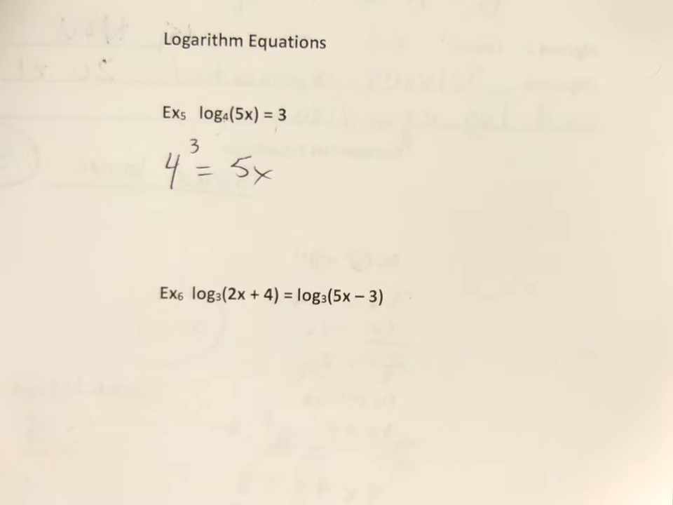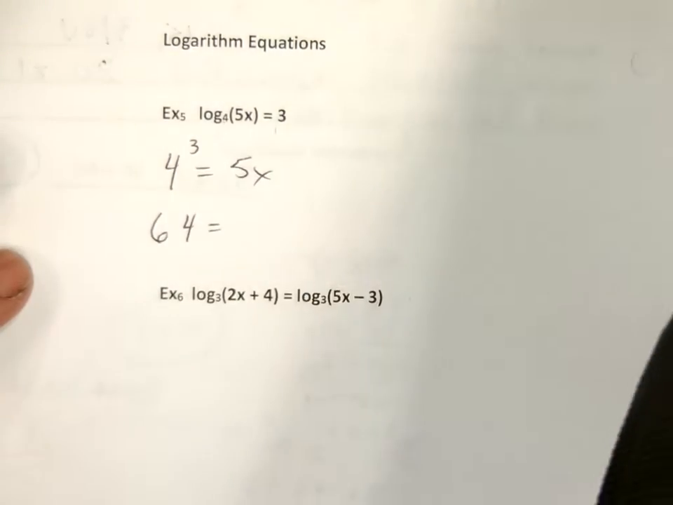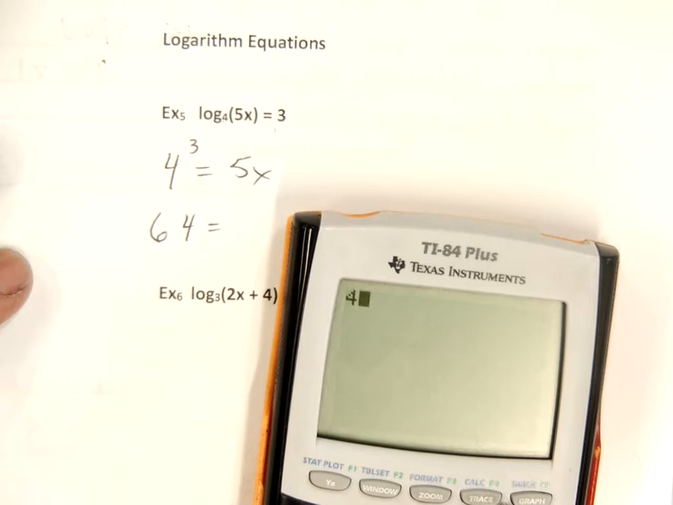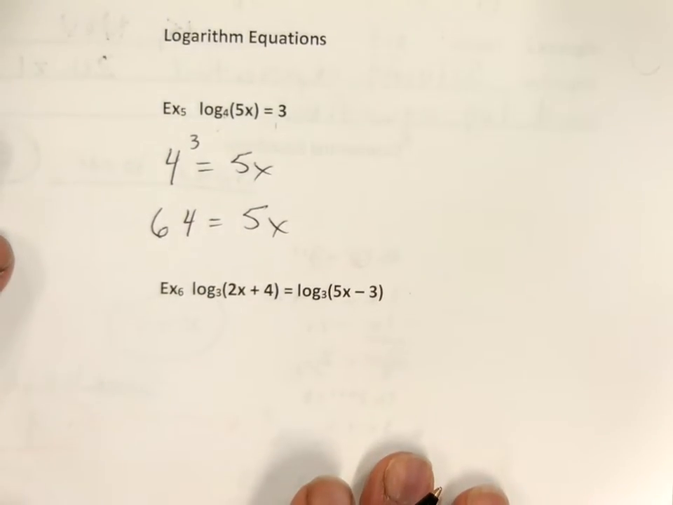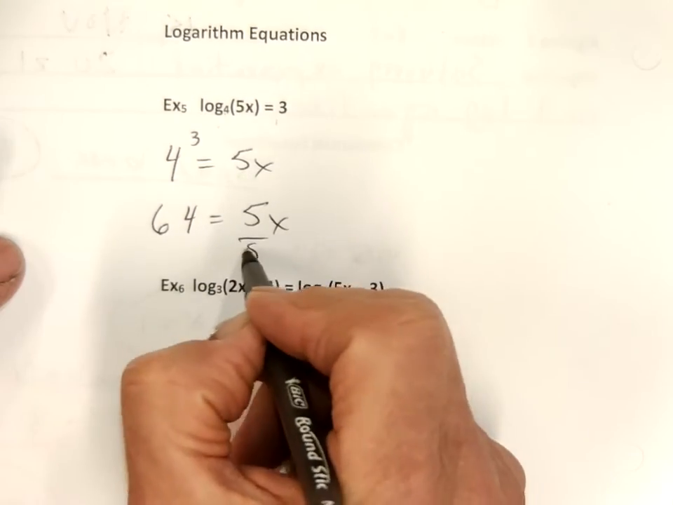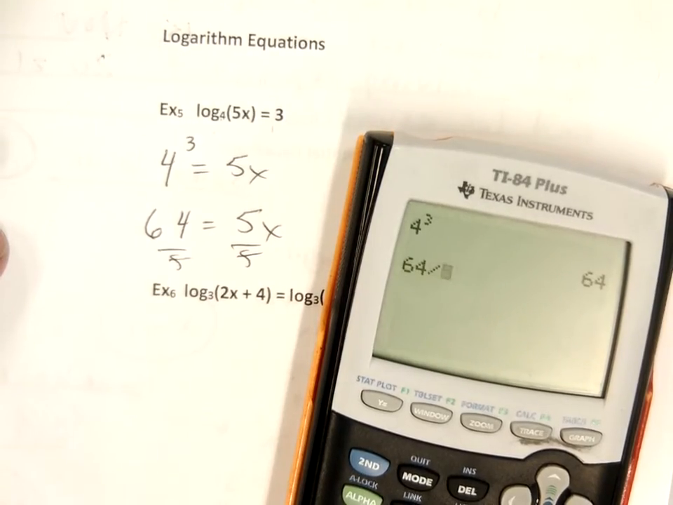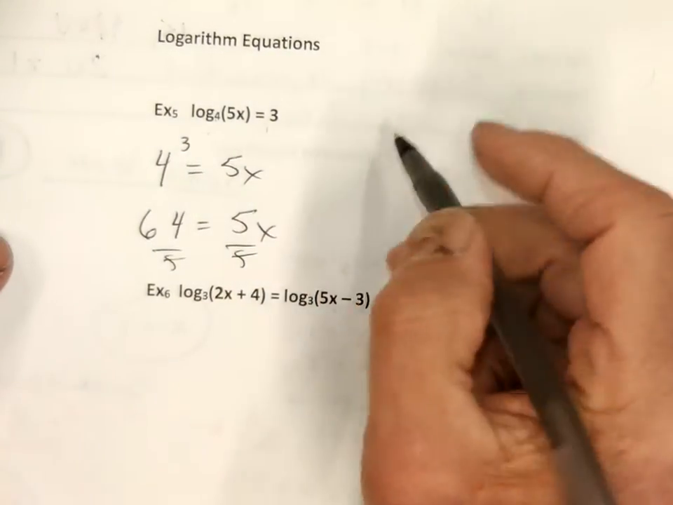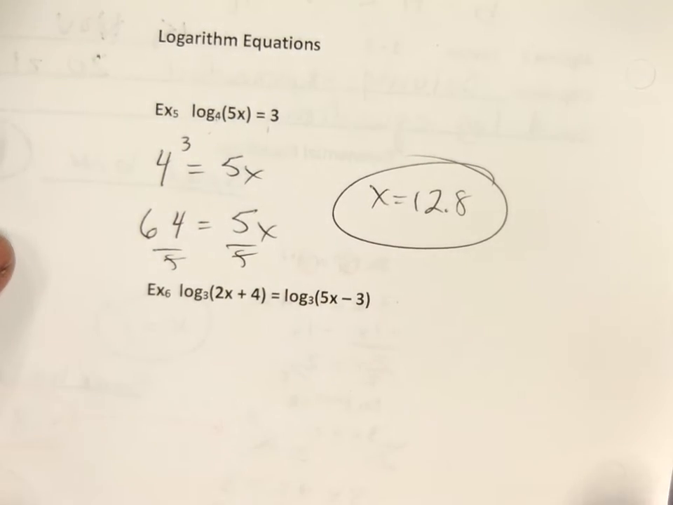Well, what's 4 to the 3rd power? 4 times 4 times 4. How about 64? Oh, and you can also use your calculator. You can go 4 to the 3rd power, equals 5x, and then what? Divide by 5. Yeah, 12.8. Good job. Was that Alonzo? Good job, Alonzo.